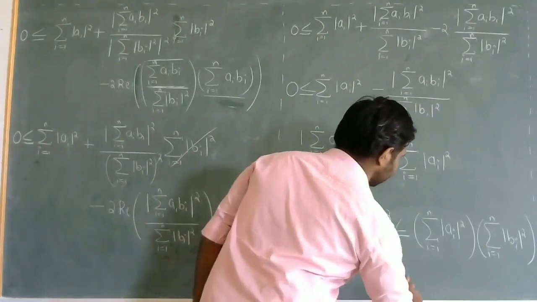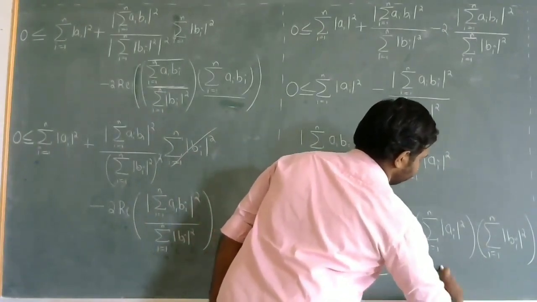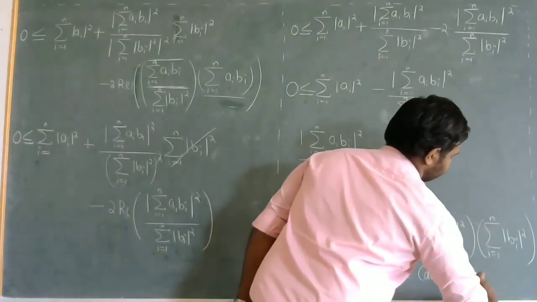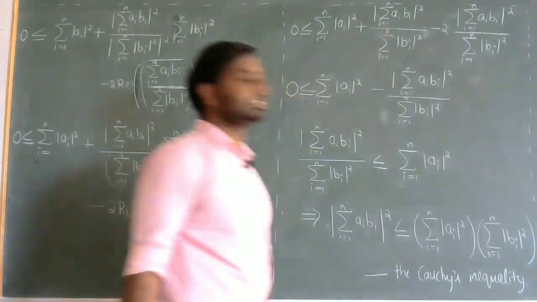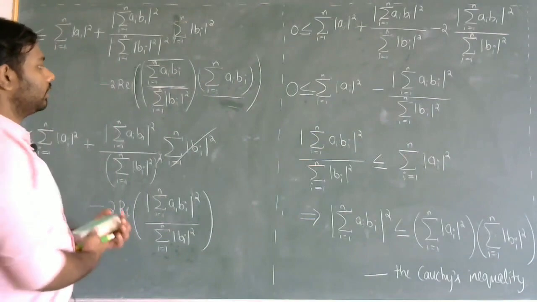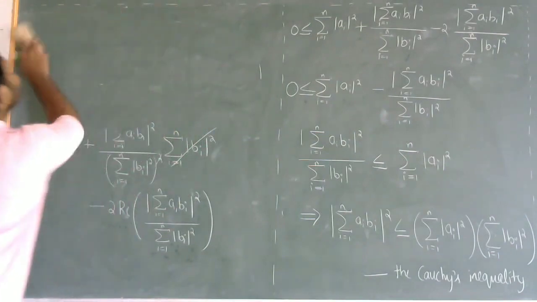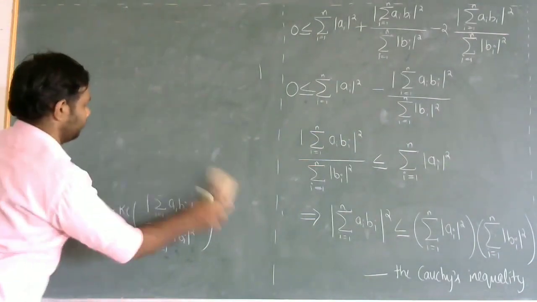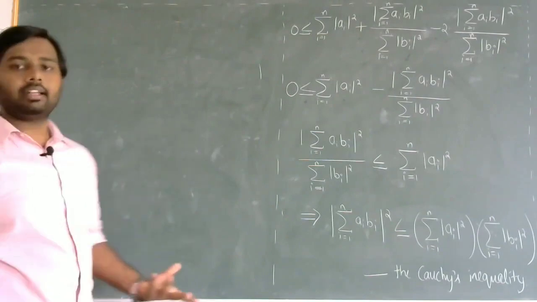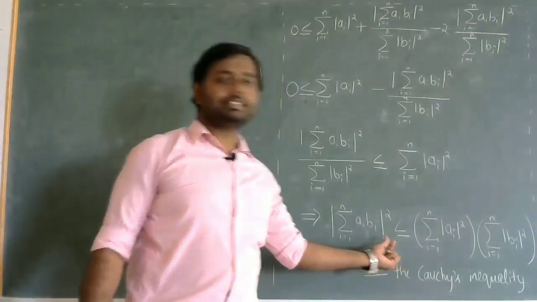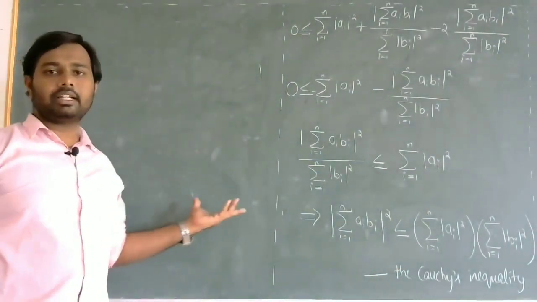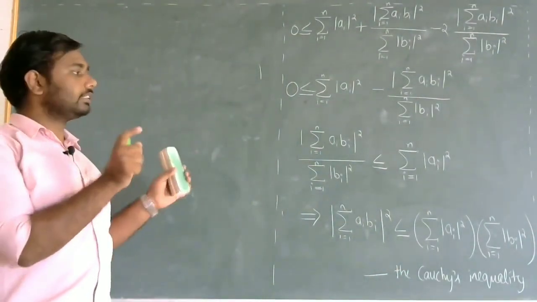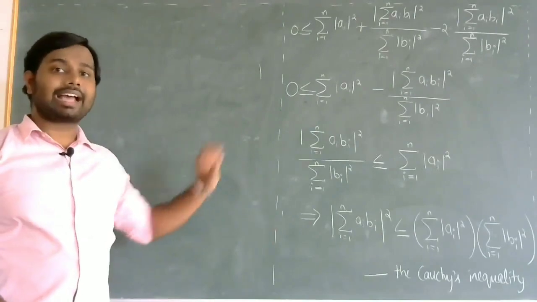So this is nothing but the Cauchy's inequality. Now once again the question arises, when does equality hold? As we discussed in the first method, equality holds if that summation is 0 in the Lagrange's identity.